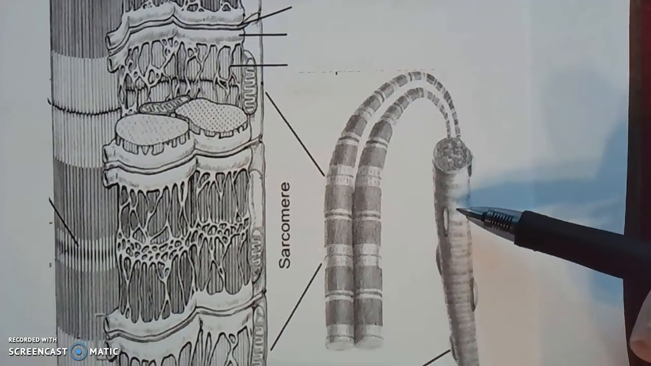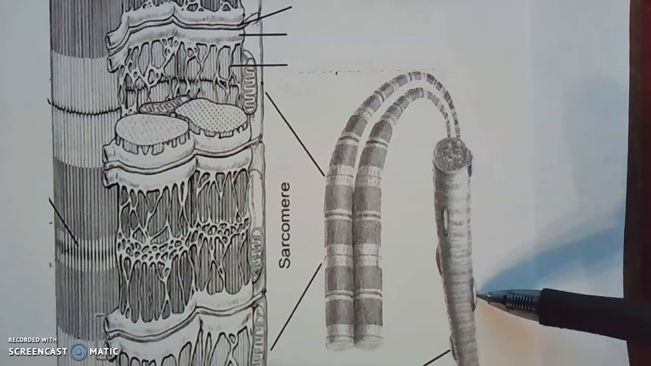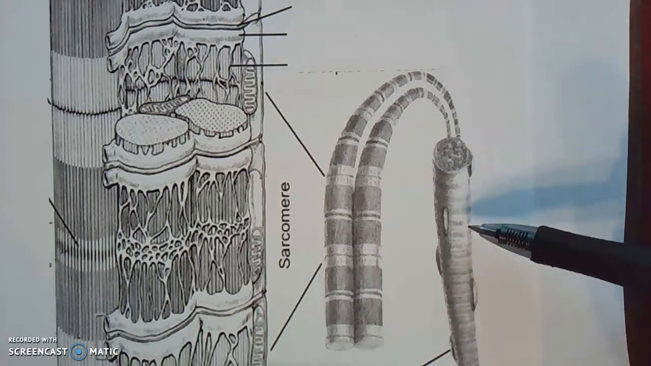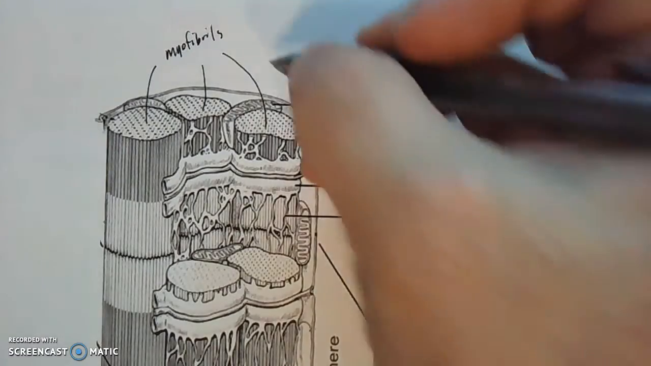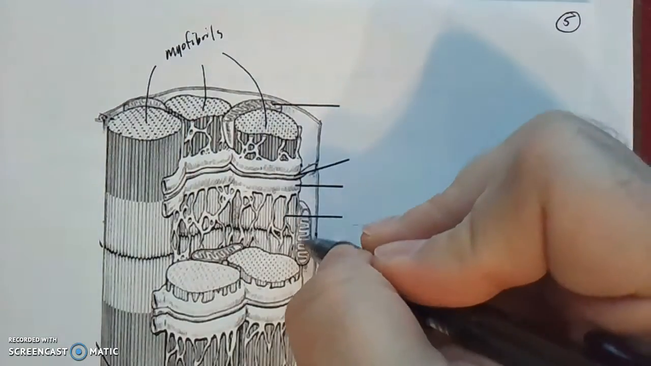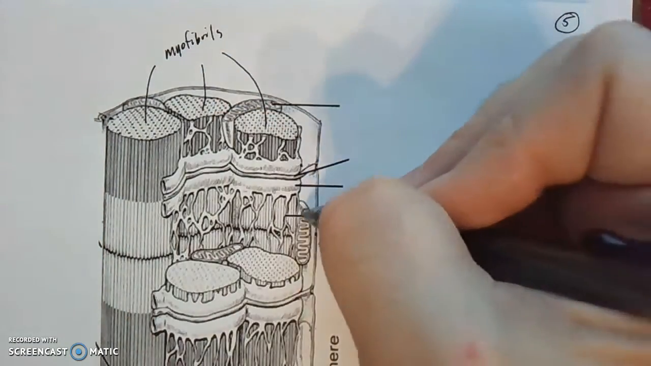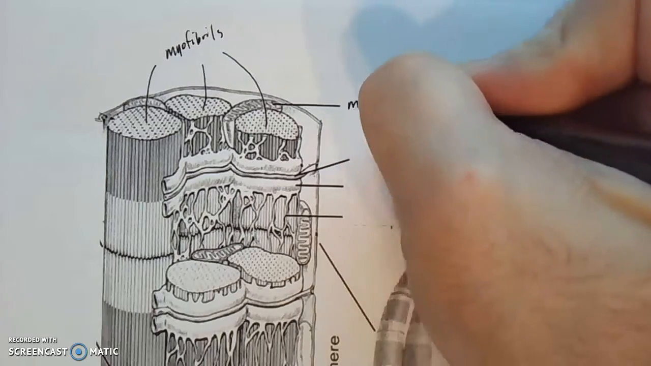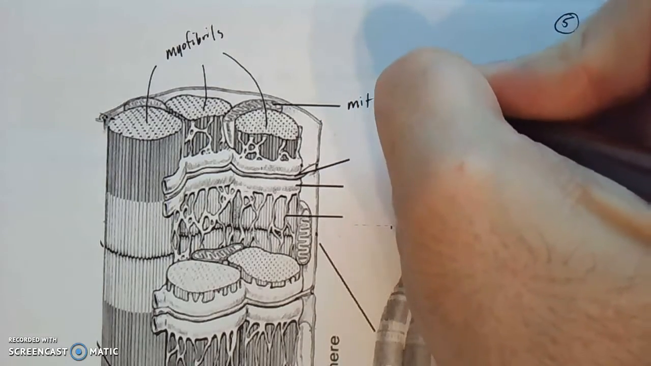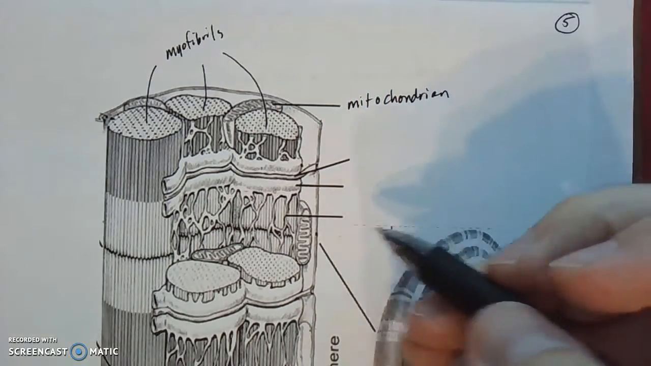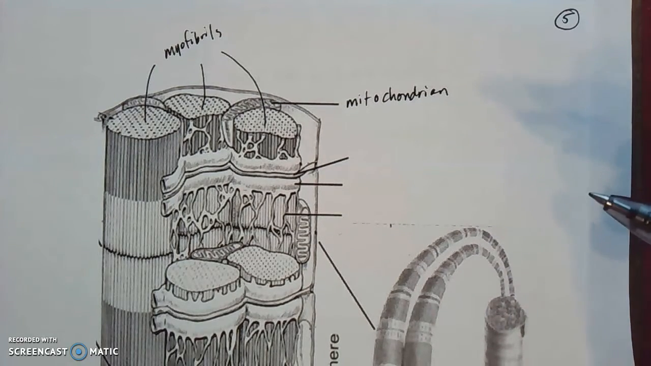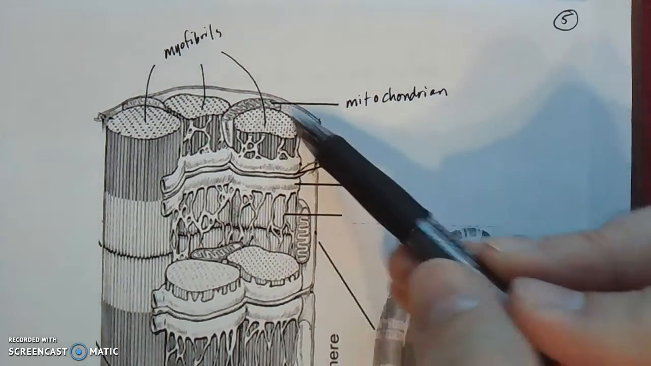We can see the nuclei on the outside or the surface of the cell, and we can see that there are multiple nuclei. Inside the cell, we can see these kidney bean shaped structures that are squeezed all throughout here. This is a mitochondrion. The plural is mitochondria.